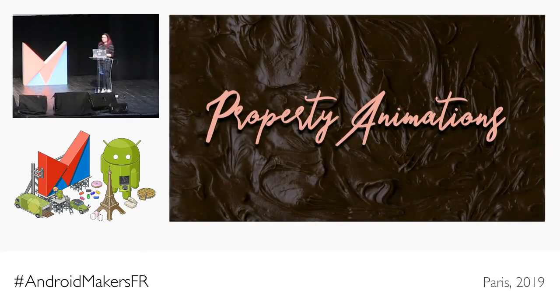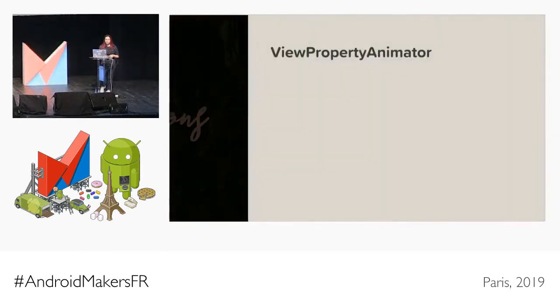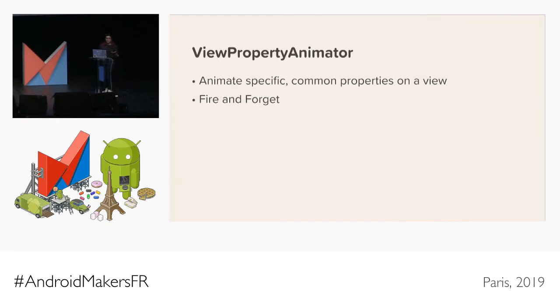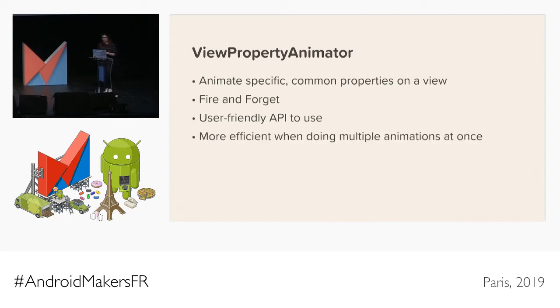Okay, property animations. If we have a look at another API called the ViewPropertyAnimator, this allows us to animate specific common properties on a view. This is also fire and forget, so you can't stop it in the middle, but it's a very user-friendly API to use. When you have a look at the code, you'll see it's quite simple to understand and very nice to write and use. And you can also do multiple animations at once using this, so you don't have to set up different things. You could just set it all on the one view yourself and then call start on the animation.